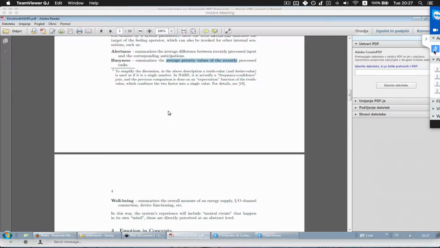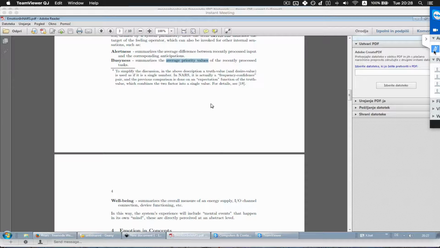Yes, this is true, but it could be, for example, that the system is busy with a high amount of high priority goals, and this parameter would indicate this. So it's really the average of the priority value. Yeah, I understand what it's measuring. I'm just not really sure that that's what it's measuring.